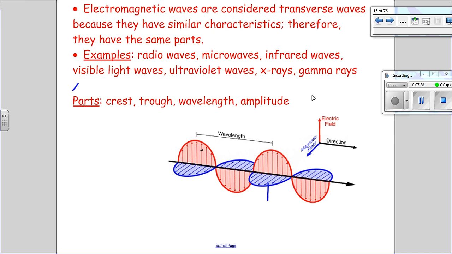That ends our lesson on types of waves. Make sure that you have completed your graphic organizer and you filled in all of your parts. If there's something that you're missing, please make sure that you go back and input that onto your graphic organizer.